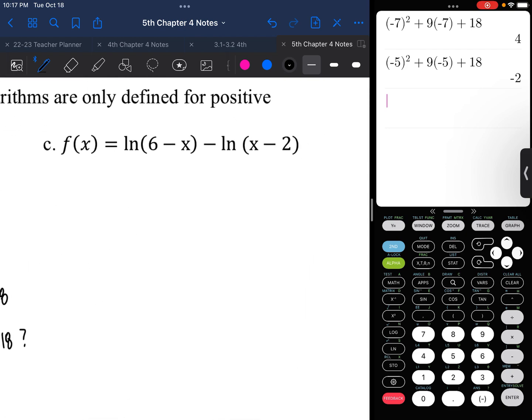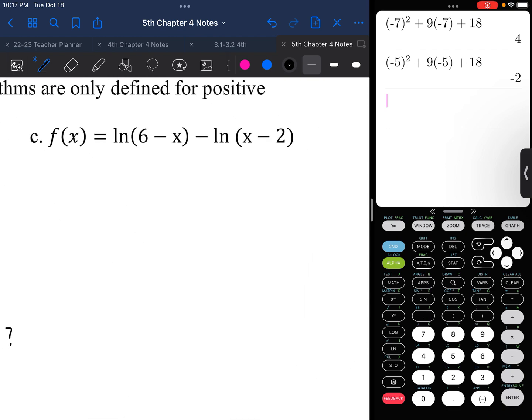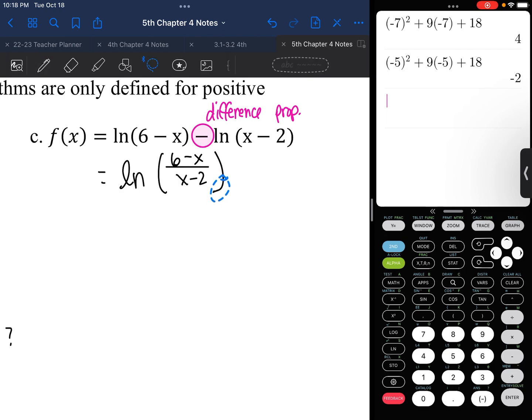Okay. Ooh, here's another tricky one. So the first thing I would do on this one is I would combine your logs. They have the same base, so you can combine them because of this. This negative tells us that we can use the difference property. So we would do 6 minus x on top and x minus 2 on bottom. Now, this became a rational function.